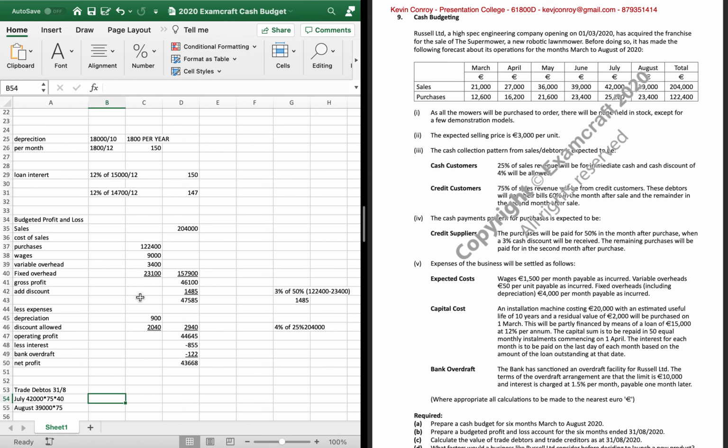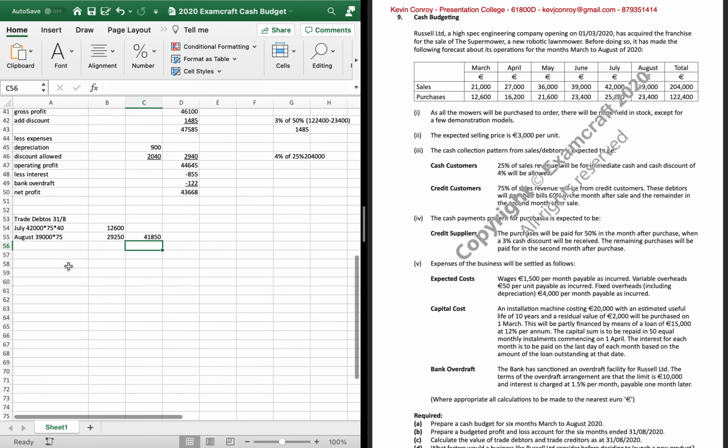So that'll be 12,600, and August, all of it, so 75%. So 29,250 is outstanding. So the two of those together are going to be your debtors at the end of August. So if you just think back, what's owed at the end of August? All of August credit sales, and the second month of July's credit sales are owed into August.